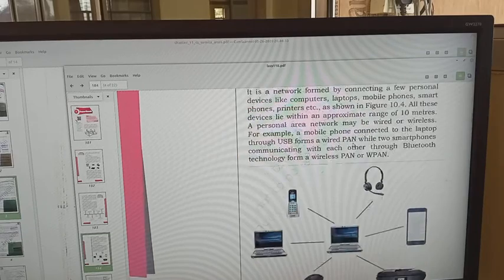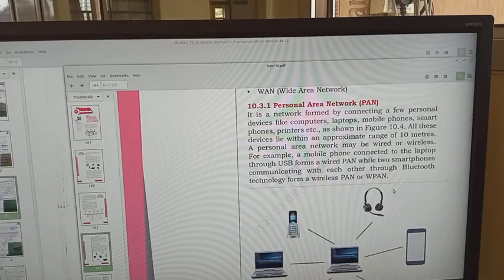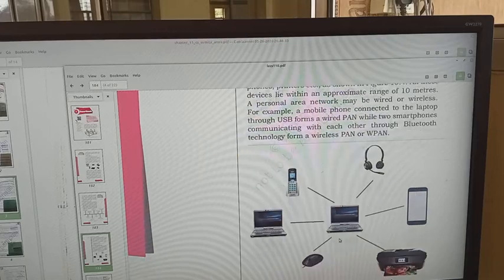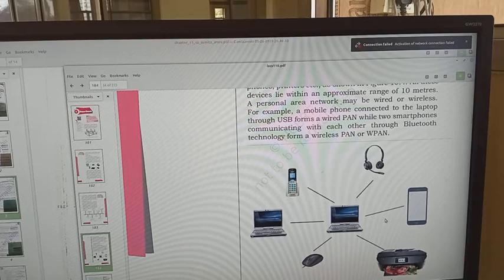As shown in figure 10.4, all these devices lie within an approximate range of 10 meters. This is the main important point: 10 meters. All the connected devices should be within the range of 10 meters. This is the area covered by a PAN, personal area network. A personal area network may be wired or wireless. For example, we can connect another computer by using a wire, or connect another mobile phone by using Wi-Fi.